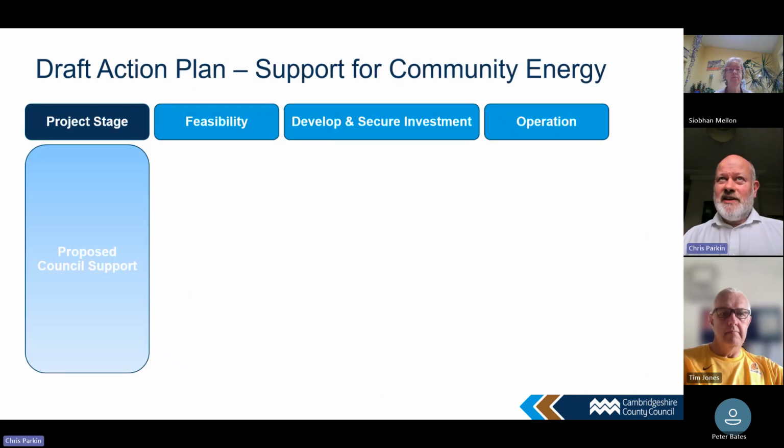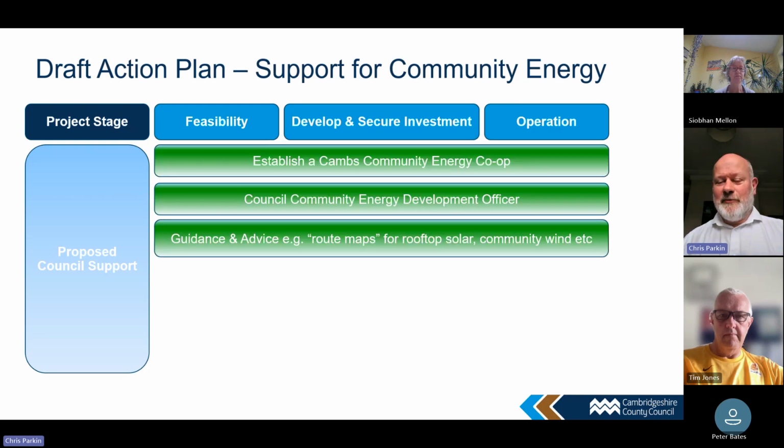So moving on to the actions that the County Council has proposed in the draft action plan. These cover different stages of project development. So some of them cover the feasibility study stage, some of them cover the stage where you're developing the project through planning consent and securing investment, and some of them cover the operation stage. The first three of them actually cover all three of those stages.